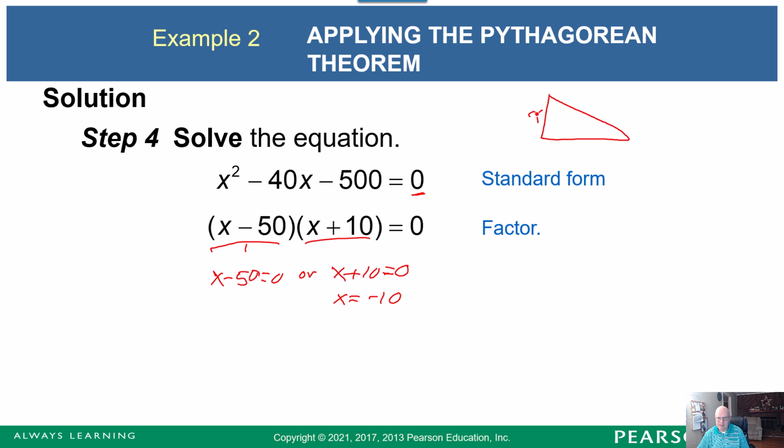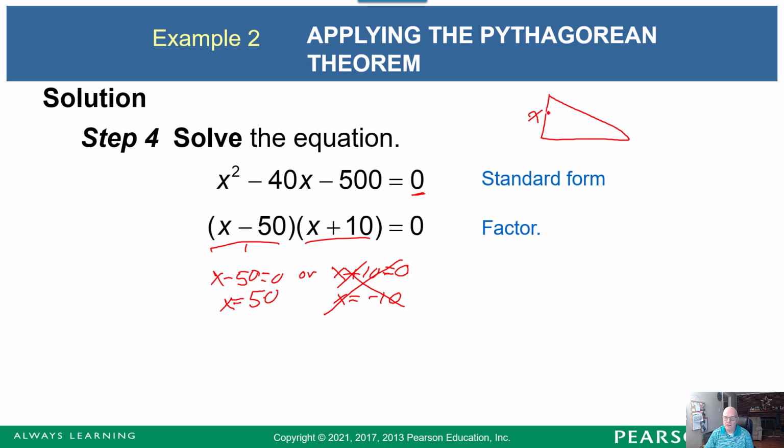This side was x. Can it be negative 10? Of course not. So we're going to scratch that out. Hopefully we get an answer here. And we do have one. X equals 50.